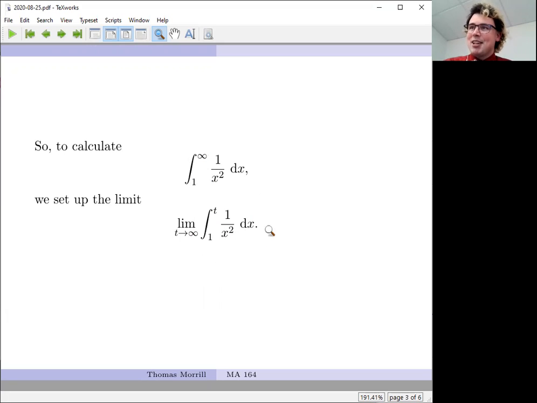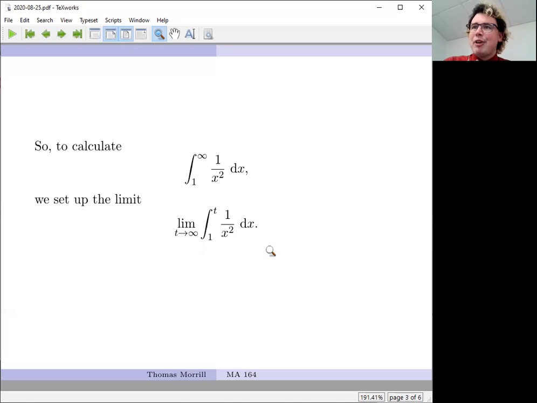So the integrand stays the same. The lower bound stays the same. The upper bound is now a new variable. And that variable is going to go to infinity. Now, I'm just using the x and the t here as a matter of convention. If your integral already had t variables in it, you will need to use something different for the limit operator. But since this is the very first lecture where I'm talking about this stuff, I will use the conventional notation.